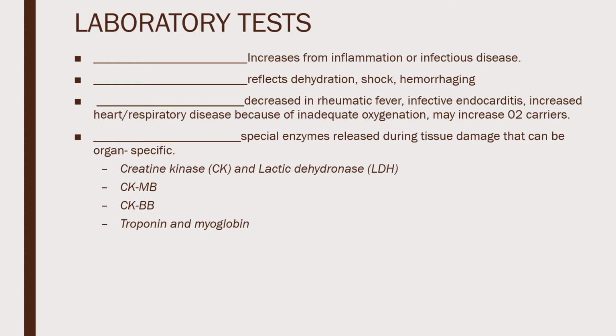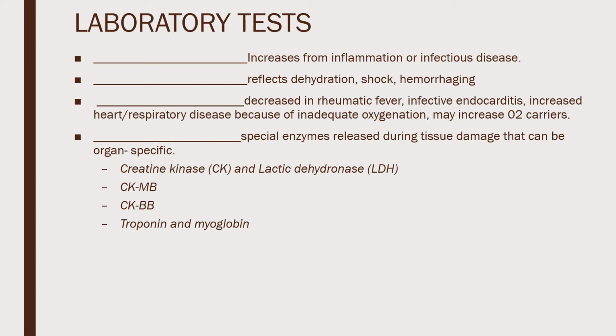We also have some cardiac enzymes. These are special enzymes released during tissue damage that can be organ specific. So you have the CK and LDH, which are found in all muscles, so they are not specific. The specific ones are your CKMB, which are specific to your heart muscles only.